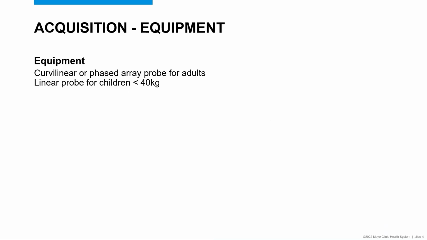So what materials do we need? Just an ultrasound and the appropriate probe. We use a curvilinear or phased array probe for adults, or if you have a child underneath 40 kilograms, you can use a linear probe.